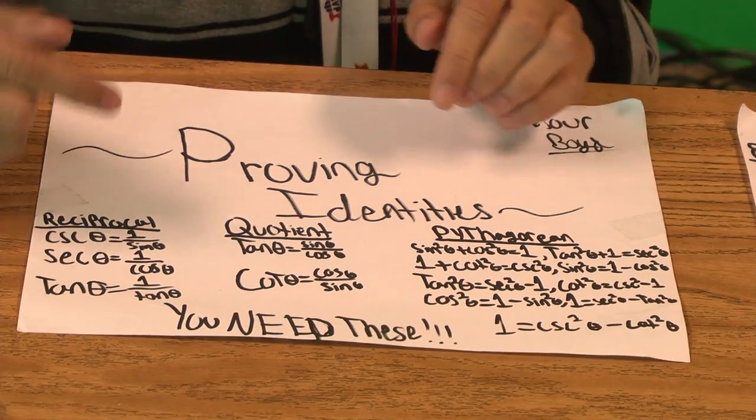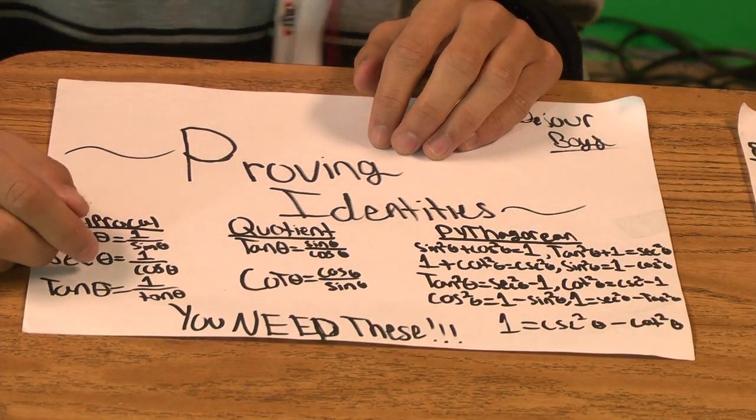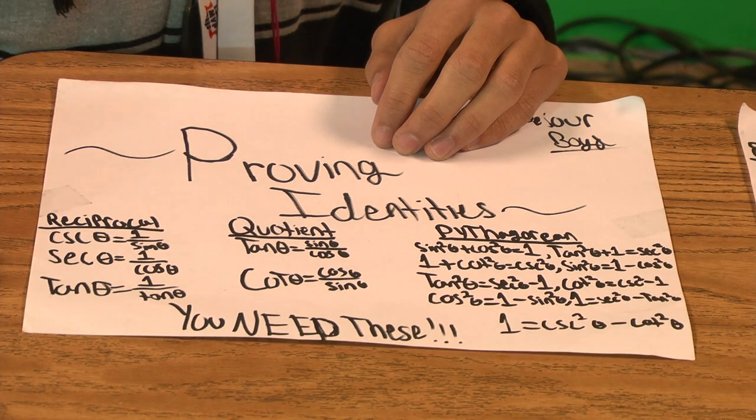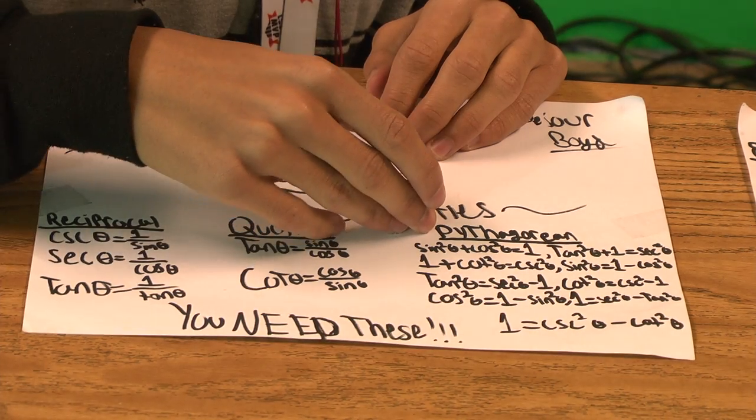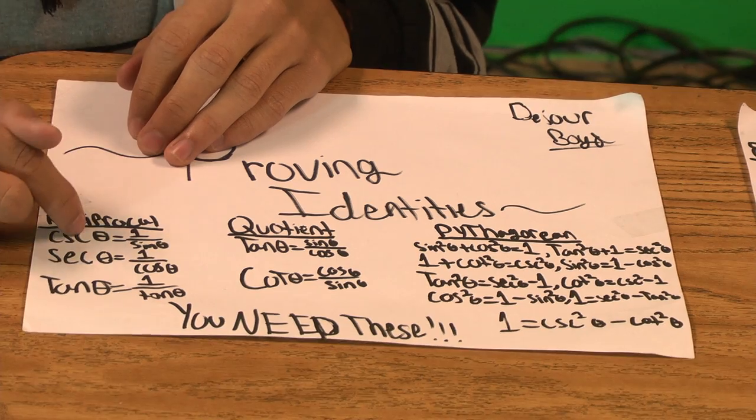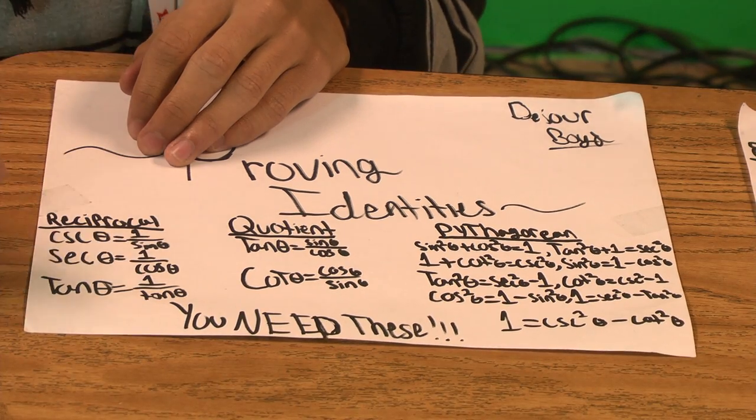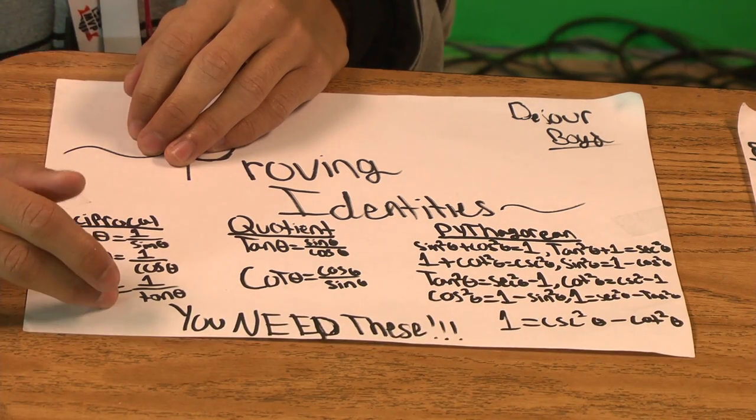I'm going to show you guys how to prove identities. First of all, what you need to know to do these questions, you need to know the reciprocal, quotient, and Pythagorean identities. Reciprocal would be cosecant theta is 1 over sine, secant is 1 over cosine, and cotangent would be 1 over tangent.